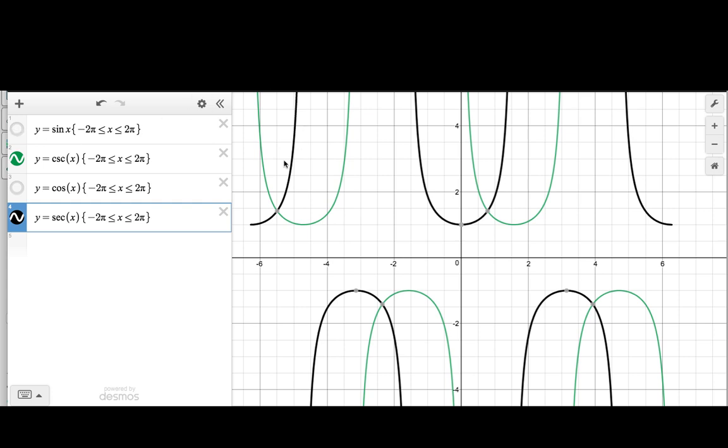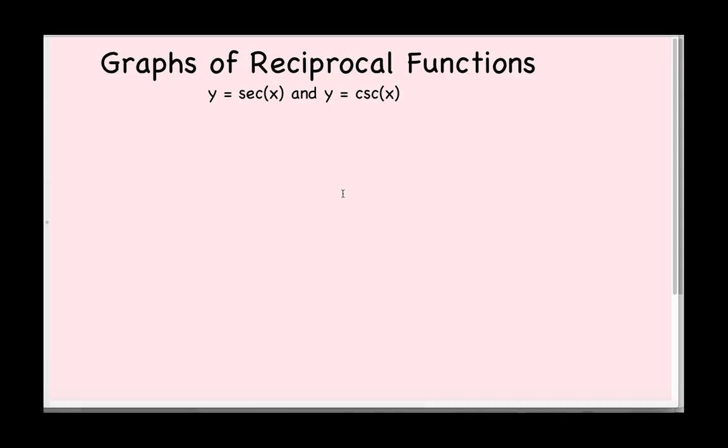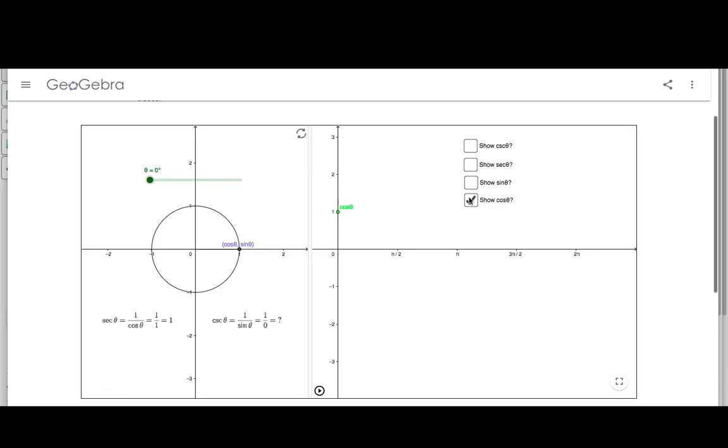I hope to make some sense for you out of that little montage you just saw, as we move into graphs of reciprocal functions, secant and cosecant. First, we want to review what the cosine function looks like. As I produce a graph of the cosine from 0 to 2 pi, there's one period of cosine.